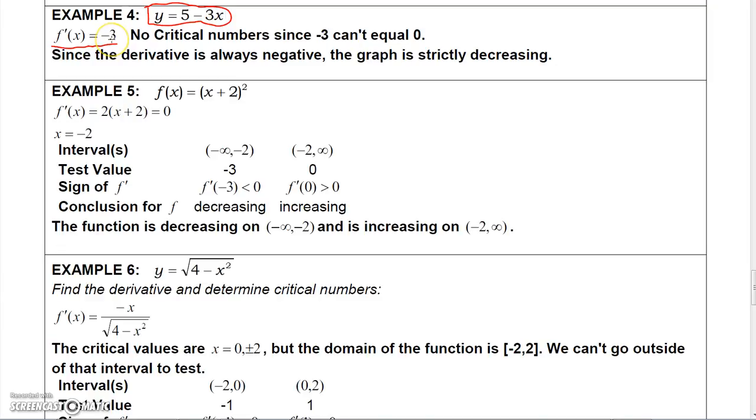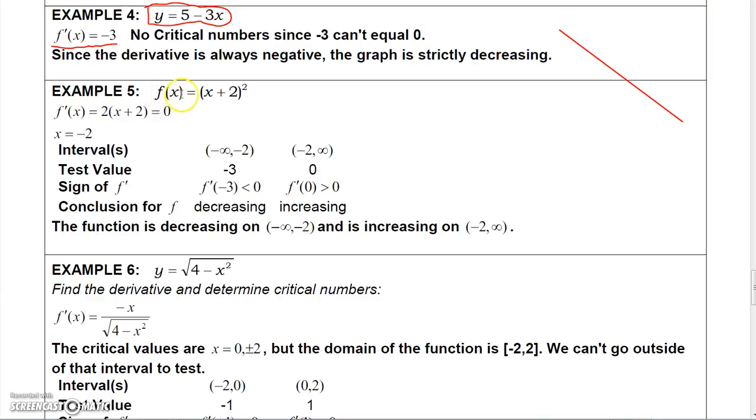And so the derivative is always negative because it can't equal 0. There's no critical numbers. So this just means that the graph is strictly decreasing for the entire domain. And you know that because the slope is negative. So if the slope is negative, it's got to be doing something like that where it's decreasing.